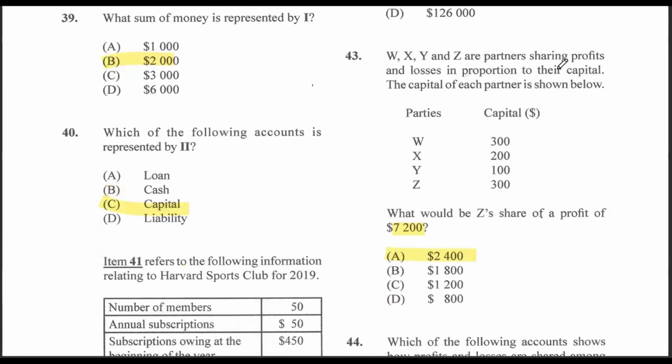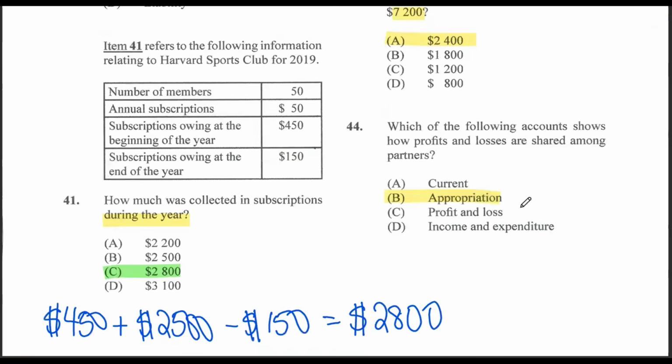W, X, Y, and Z are partners sharing profits and losses in proportion to their capital. The capital of each partner is shown below. What would be Z's share of profit of 7,200? Let's have a look. Now, if you add up all these amounts of capital, 3, 2, 1, and 3, you're going to get 900. So total capital is 900. Z's contribution is 300. So his ratio is 3 over 9. I'm going to multiply that by 7,200. And your value there should now be 2,400, A. Great job, guys. Nicely done. Time for us to move on to question 44.